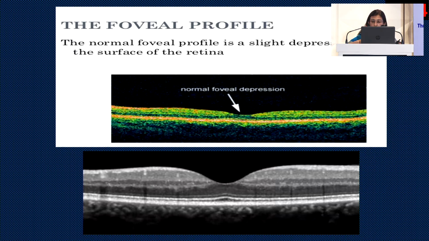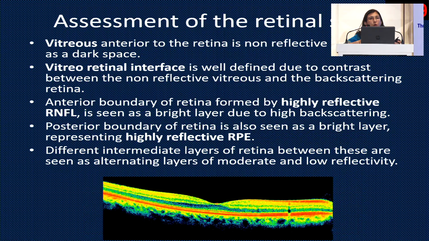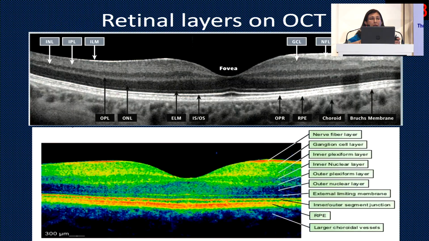This is the normal OCT macula where there's a central foveal depression. We are able to see all the layers very clearly because the anterior RNFL layer and the posterior RPE layer are very highly reflective. The other layers in between are of medium or low reflectivity. So each and every layer you can see here is very easily seen.